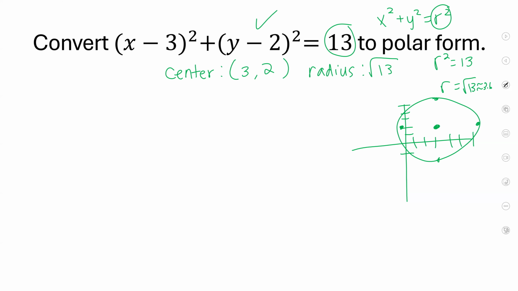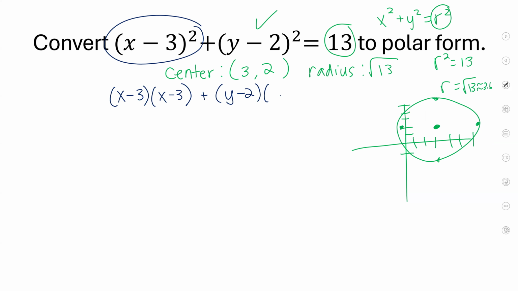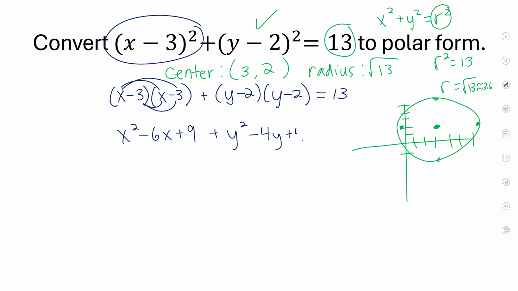All right, Carter, what was your idea? What'd you do? Put everything, like, factored out the x minus 3 squared. Oh, like expand it? Yeah. Okay, good. So you did x minus 3 times x minus 3 plus y minus 2 times y minus 2 equals 13. And you multiplied it out? Okay. So you'll get x squared minus 6x plus 9. And for this one, you'll get y squared minus 4y plus 4 equals 13.